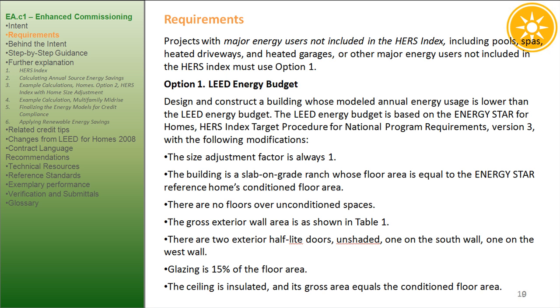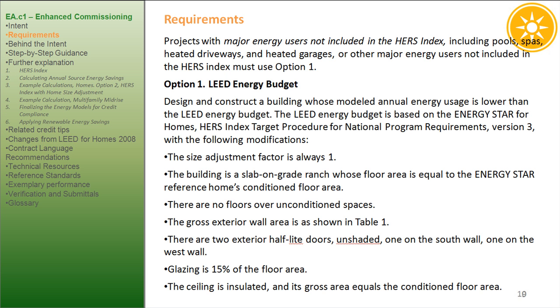Option 1. LEED Energy Budget. Design and construct a building whose modeled annual energy usage is lower than the LEED Energy Budget. The LEED Energy Budget is based on the Energy Star for Homes, HERS Index Target Procedure for National Program Requirements, version 3, with the following modifications. The size adjustment factor is always 1. The building is a slab-on-grade ranch whose floor area is equal to the Energy Star reference home's conditioned floor area. There are no floors over unconditioned spaces.